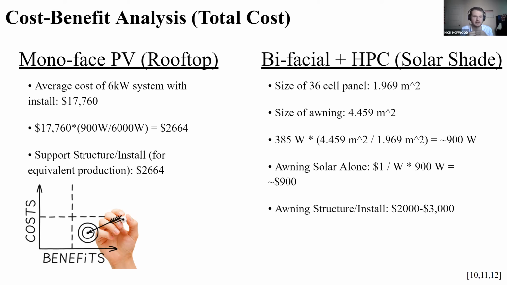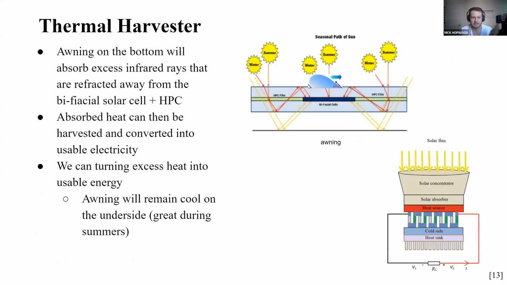And then for the monoface, a normal 6 kilowatt system is about $17,700. Converting that down to the size of 900 watts, it would be about $2,664 total. How did you select the size of the system? I guess the size of the awning is driven by some customer requirement, like a house. Yeah, we looked up general size of awning. So this is like 8 feet by 6 feet. Okay, so that's kind of a standard in construction. Yeah. Okay, go ahead. So that's it for the cost benefit analysis.